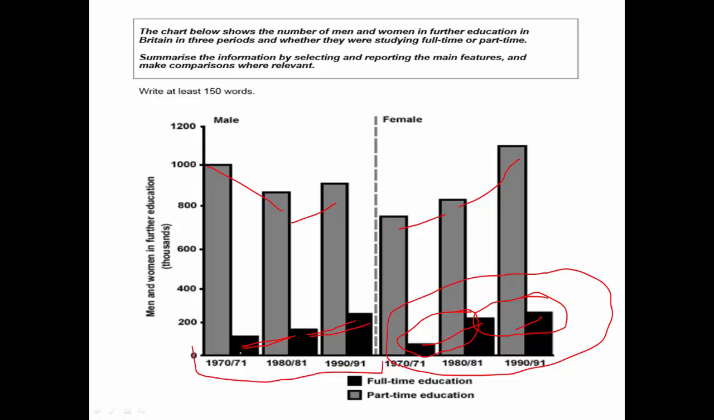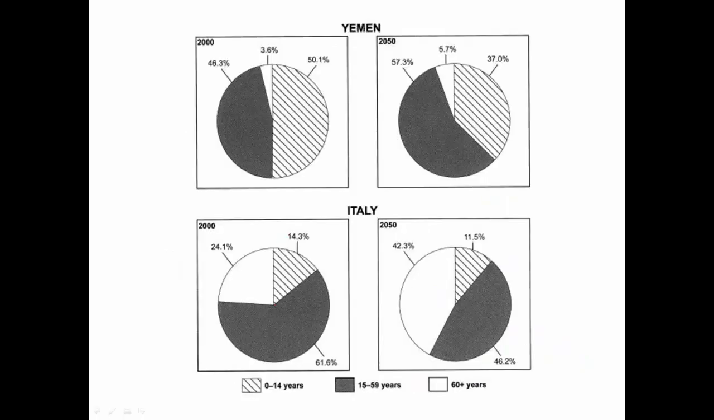So if you include 8 things in your overview, then you're not really giving an overview. You're getting into too much detail. Of course, you can discuss these things in more detail in the details paragraph, but for the overview, you're just looking for the most general things. So now let's look at pie charts.